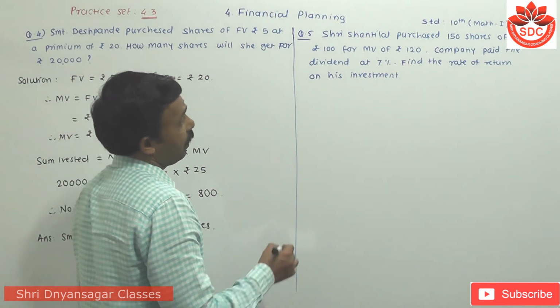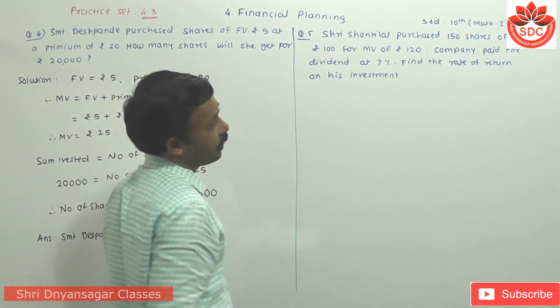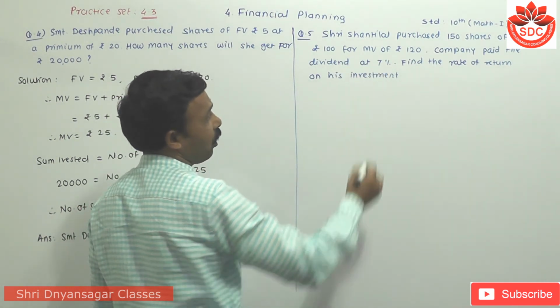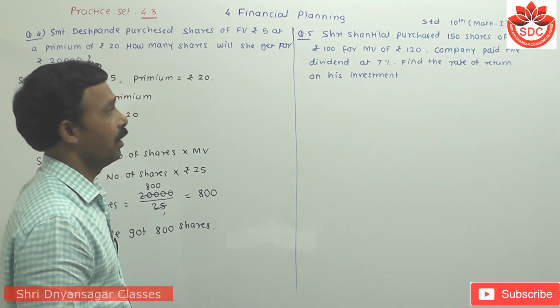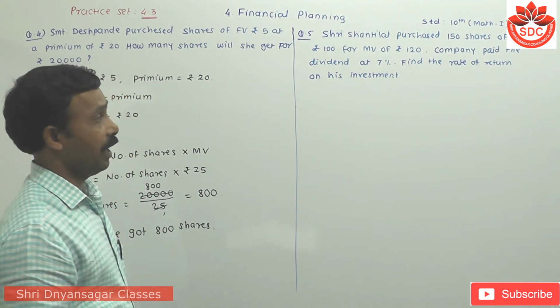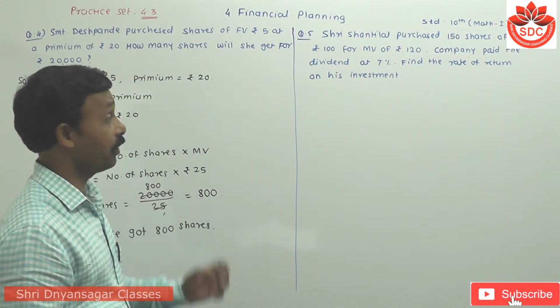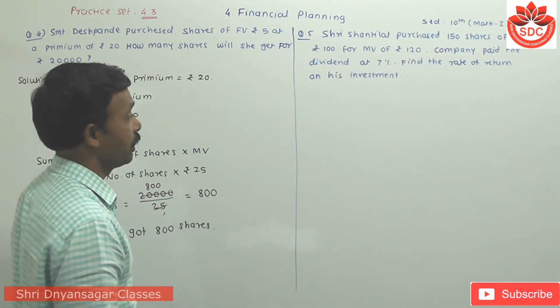Then question number 5. Shri Shantilal purchased 150 shares of face value rupees 100 and market value of rupees 120. Company paid the dividend at 7%. Find the rate of return on his investment.